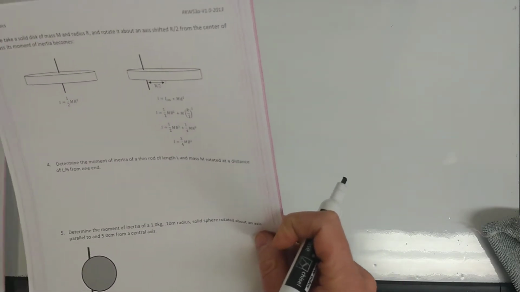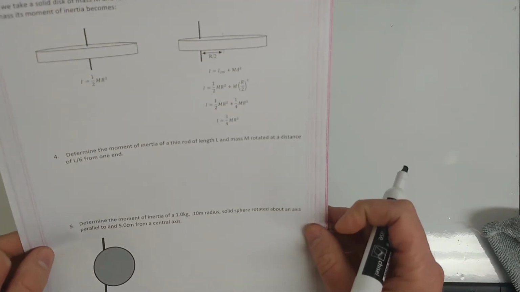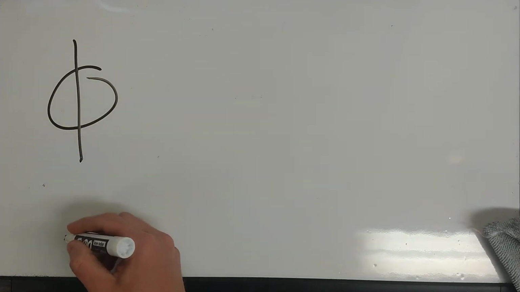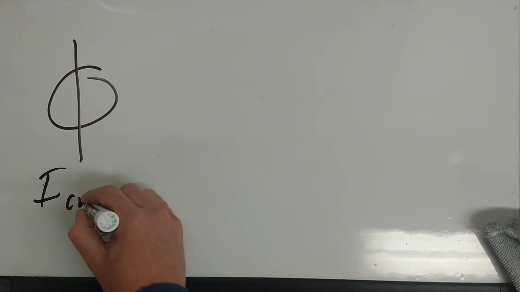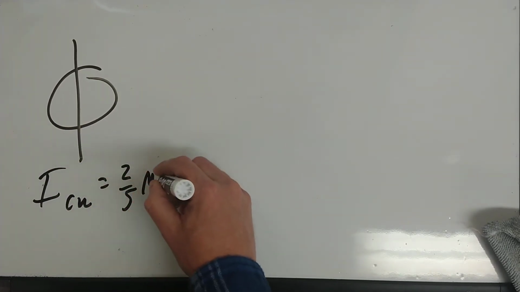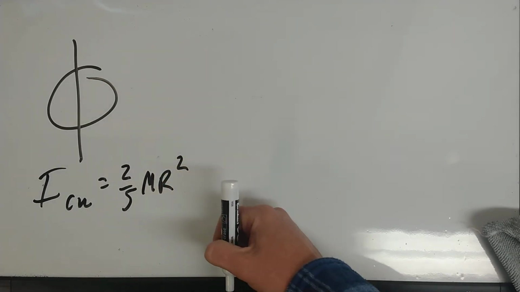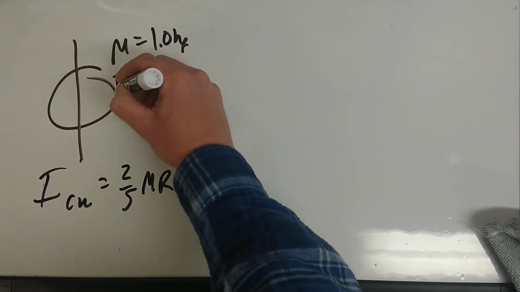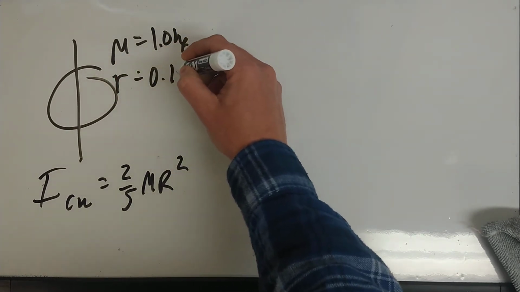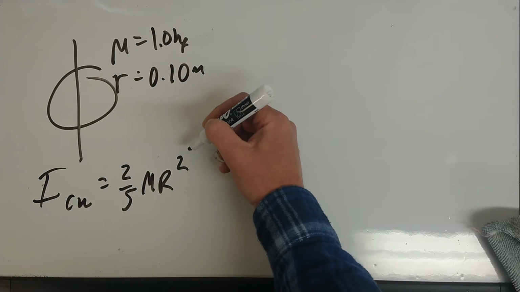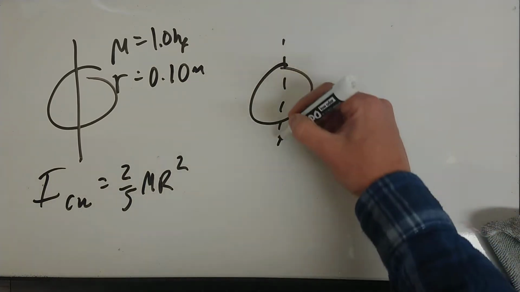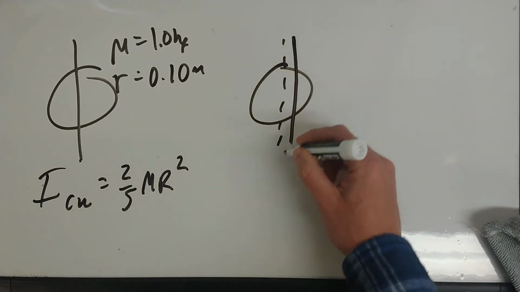It's just determine the moment of inertia of a 1 kilogram, 0.1 meter radius solid sphere rotated about an axis parallel to and 5 centimeters from the central axis. So solid sphere, the center of mass moment of inertia is 2/5 capital M R squared. The mass of this thing is 1.0 kilograms. The radius is 0.10 meters. And I'm going to take this now and shift it. That's the original axis. I'm going to shift it 5 centimeters away.